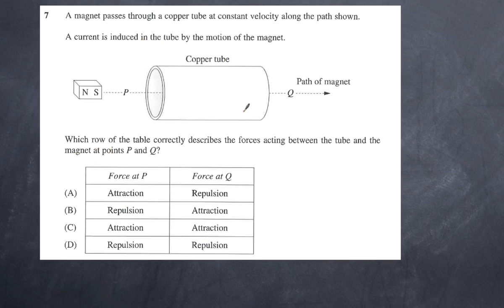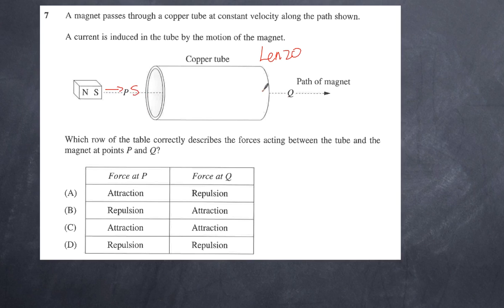Question number 7. A magnet passes through a copper tube at constant velocity along the path shown, and a current is induced. Well, this is all about Lenz's law. So Lenz's law is that as this magnet goes in, you are going to get a current that opposes the motion. So since the south is going in, you're going to experience a south first at this end, which means there is a repulsion at this point.